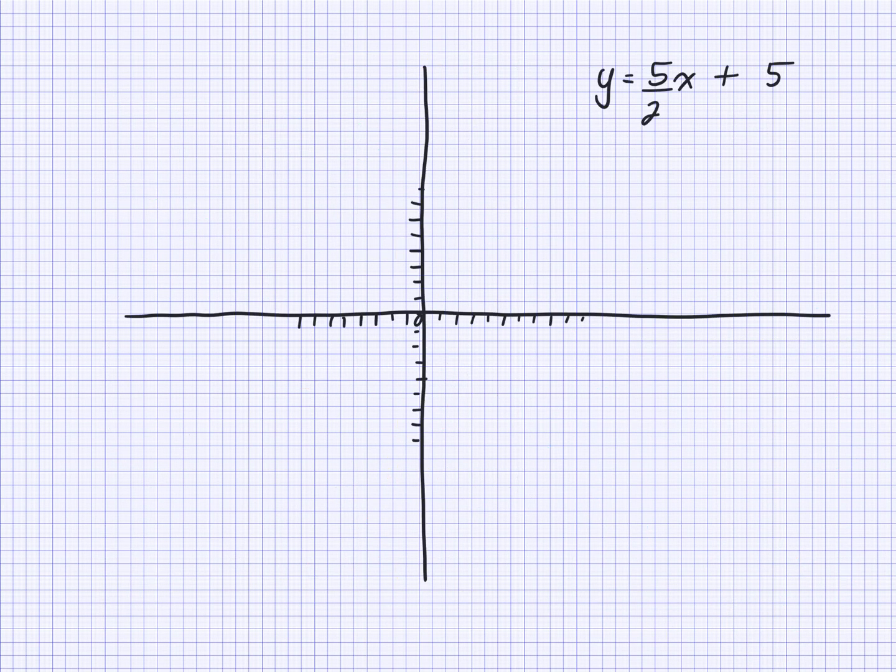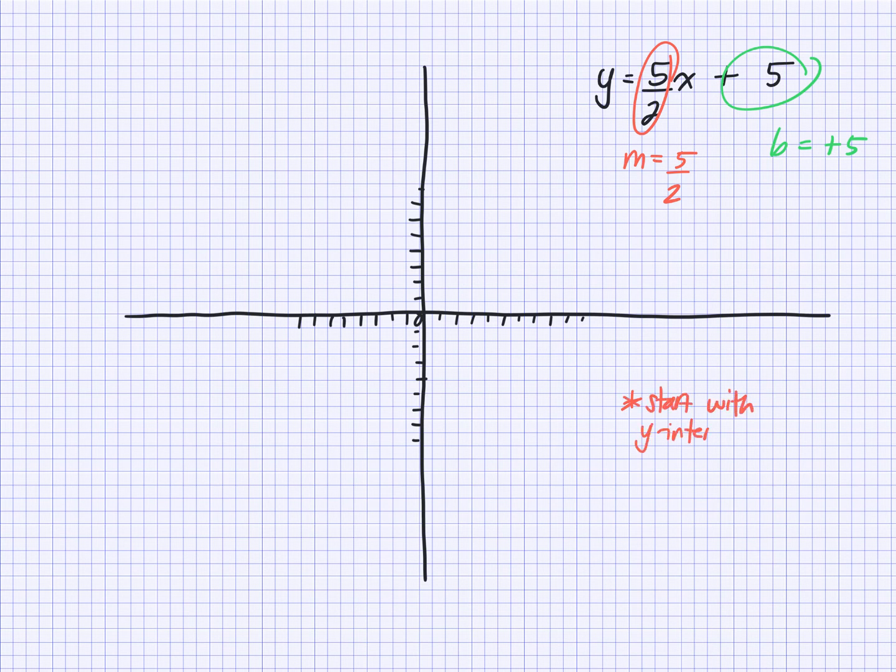Once you've rearranged it into slope-intercept form, you have to know how to graph it. And like I said, once it's in slope-intercept form, we can easily recognize the slope, which we identified, and the y-intercept, which is positive 5. So we always start with the y-intercept.